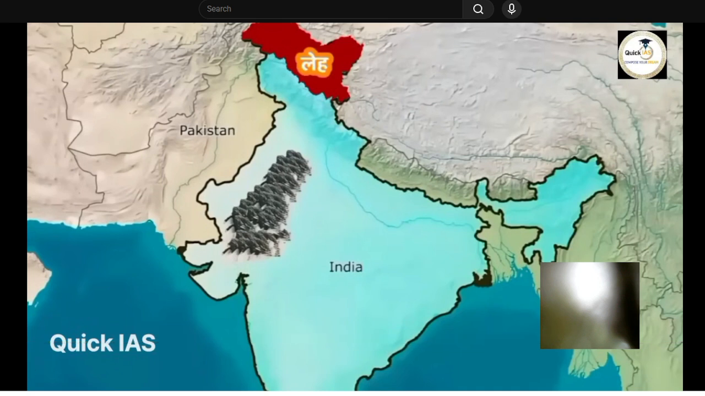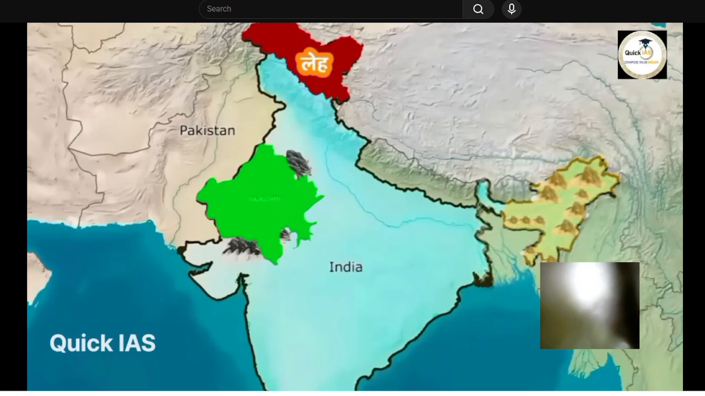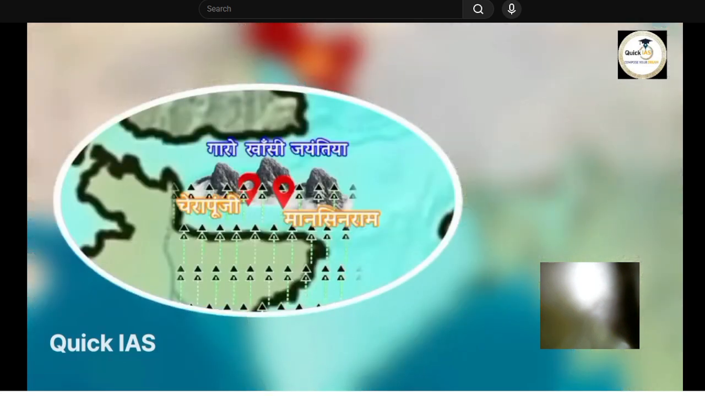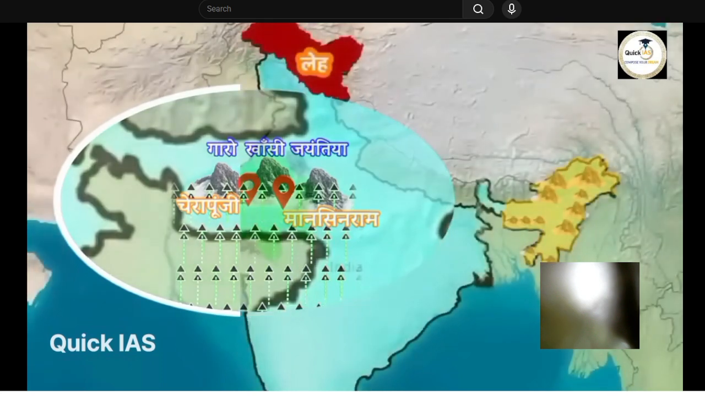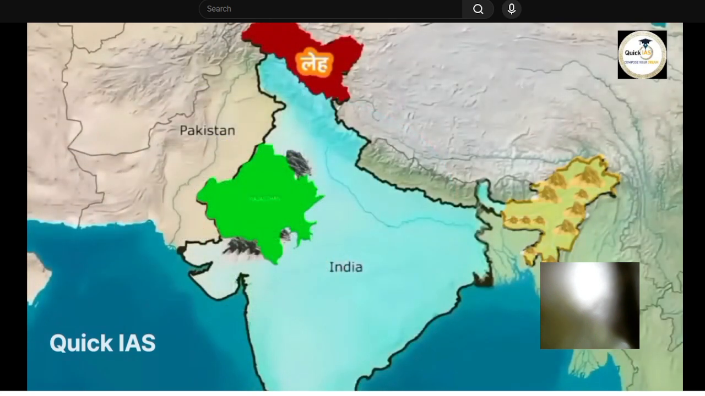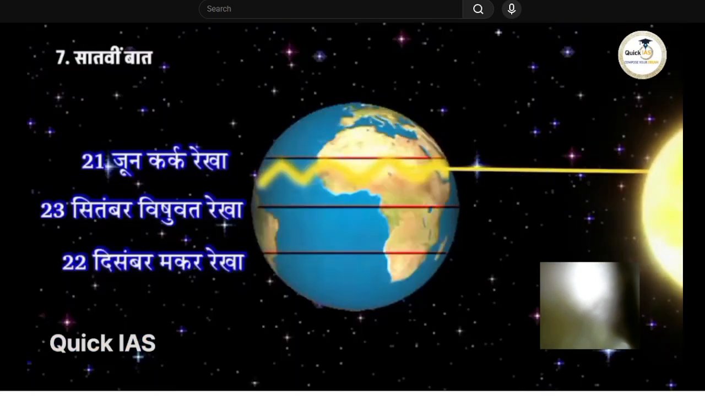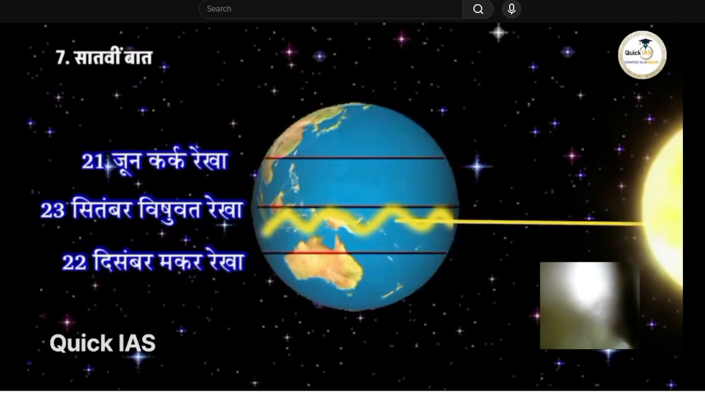The Ladakh region receives the least rainfall in India. It is followed by Rajasthan. The eastern Himalayas receive the most rainfall, and within these, Cherrapunji and Mawsynram receive the most rainfall. Now we will study the retreating monsoon.